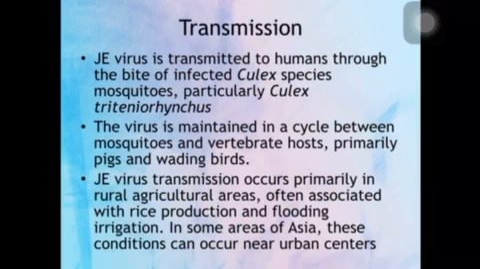So for the transmission, JEV is transmitted to humans through the bite of infected Culex species, particularly Culex tritaeniorhynchus. The virus is maintained in a cycle between mosquitoes and vertebrate hosts, primarily pigs and wading birds. JE virus transmission occurs primarily in rural agricultural areas, often associated with rice production and flooding irrigation. In some areas of Asia, these conditions can occur near urban centers.